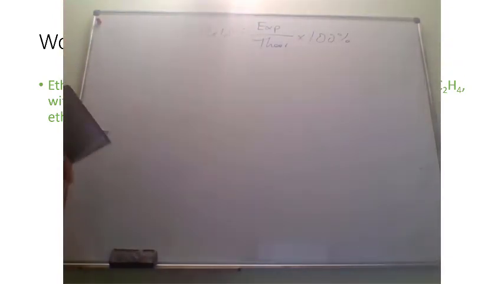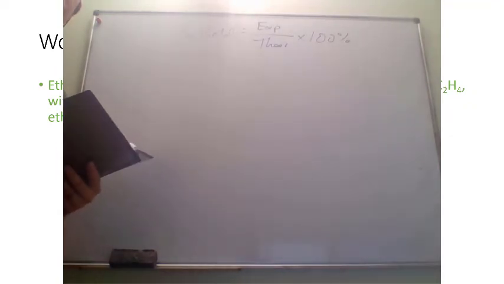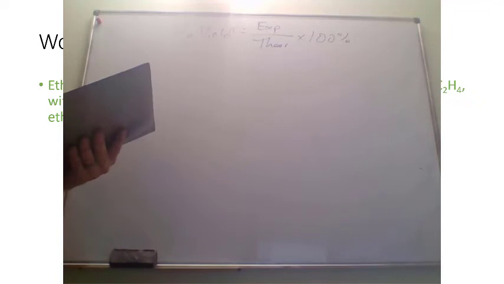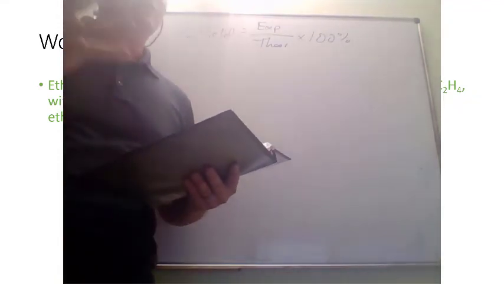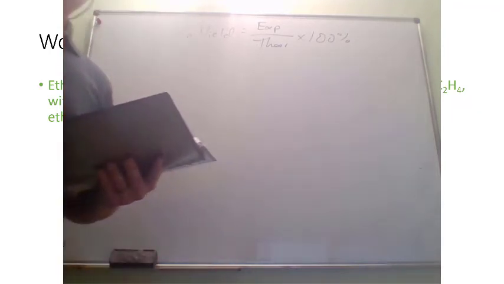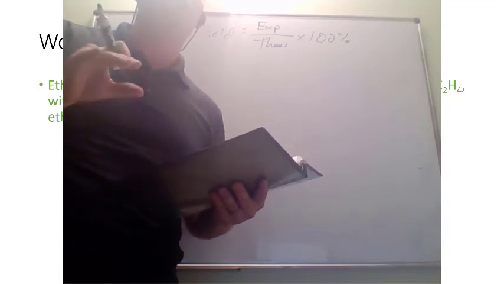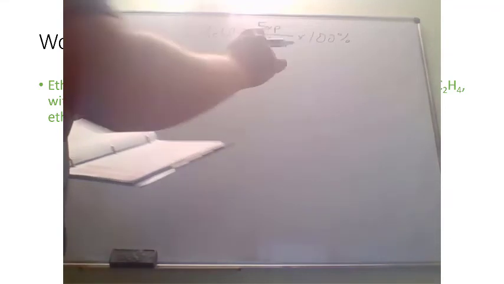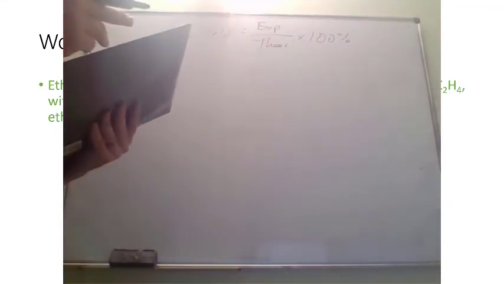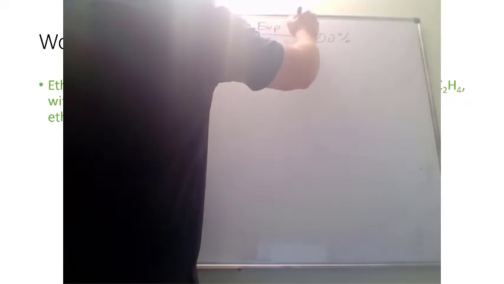Let's take a look at the problem and see which values are actually given to us. If we go back through the problem, ethyl alcohol is prepared, so it introduces the problem. What is the percent yield of a reaction if 4.6 grams of ethylene produces 4.7 grams of ethyl alcohol? So we know that the experimental, the amount that's actually produced, is going to be this 4.7 grams.